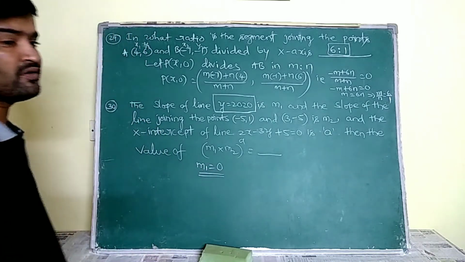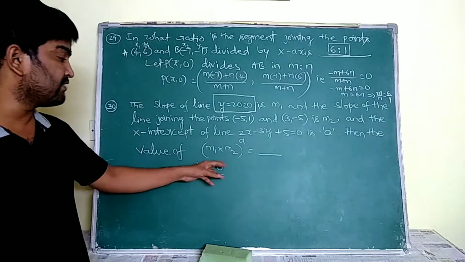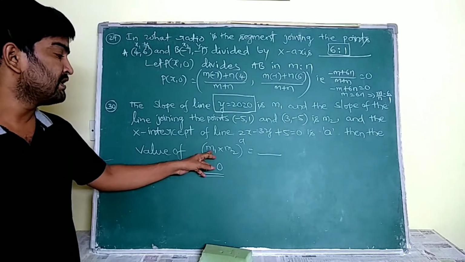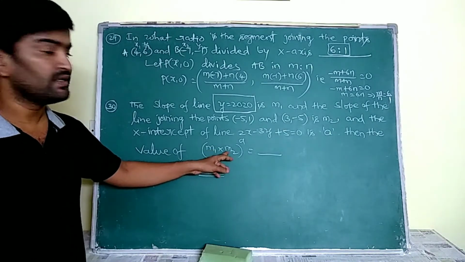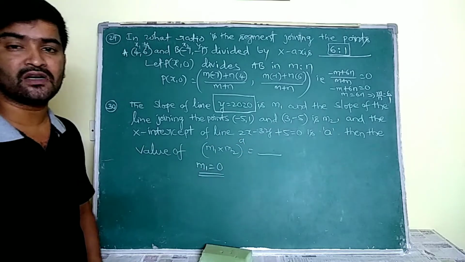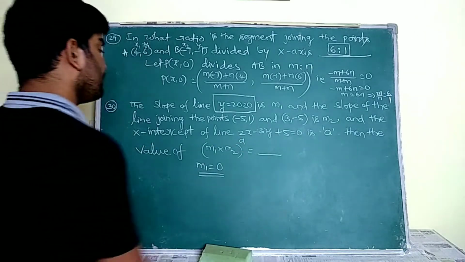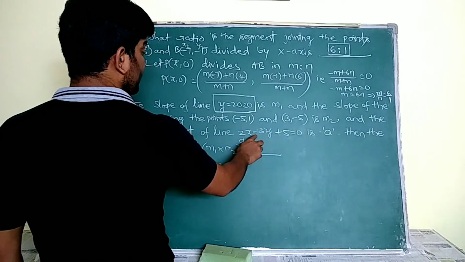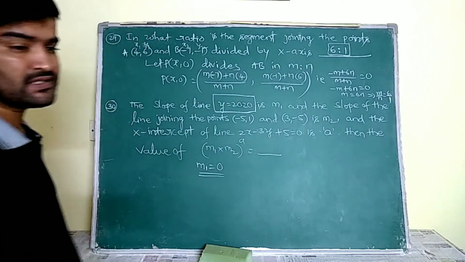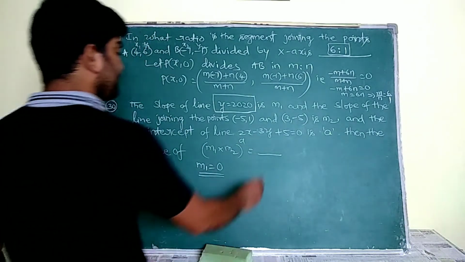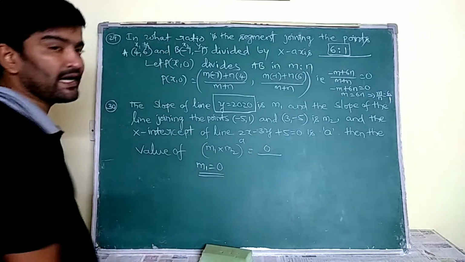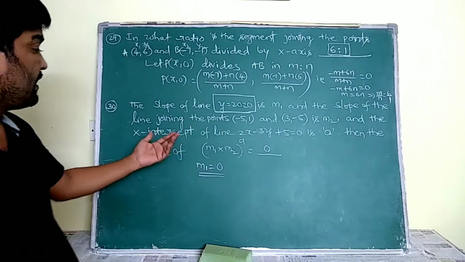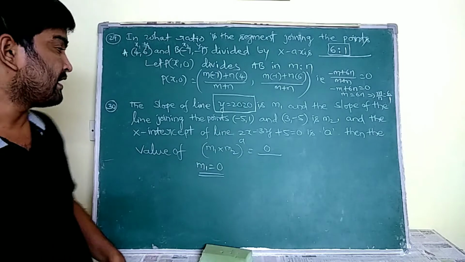Okay, see, no need of calculating all the values. If m1 is equal to 0, 0 into something is 0. 0 to the power of some value also gives us 0. Here, some power means we are definitely going to get some value. So directly we may write 0 now. If you want to calculate the m2 and a value also, calculate it.